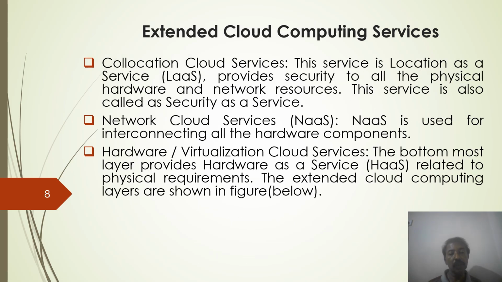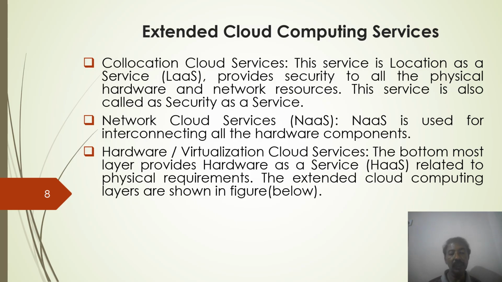Then 3 more are also there. We call them collocation cloud services, then network cloud services, then hardware virtualization cloud services. Collocation cloud service is actually security as a service. Simply, this service, location as a service, provides security to all the physical hardware and network resources. Then next, network cloud services, NaaS. NaaS is used for interconnecting all the hardware components. Then the last one is the bottommost layer, hardware virtualization cloud services. This is related purely to physical hardware.